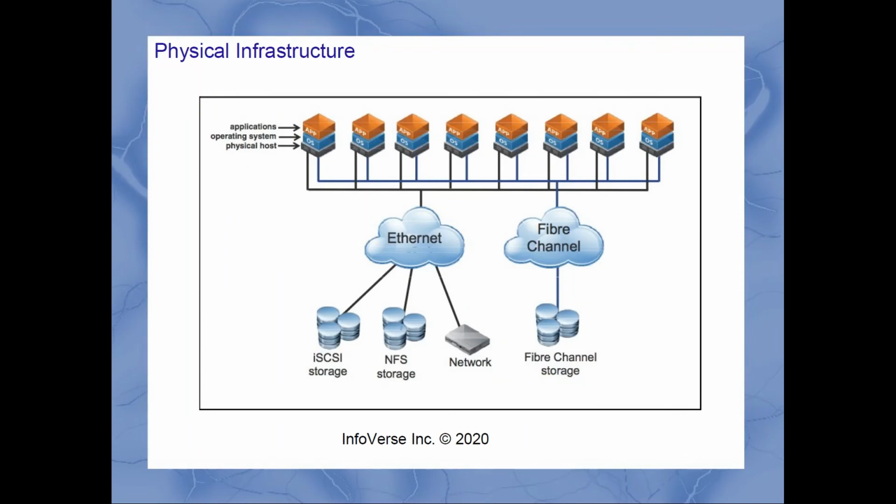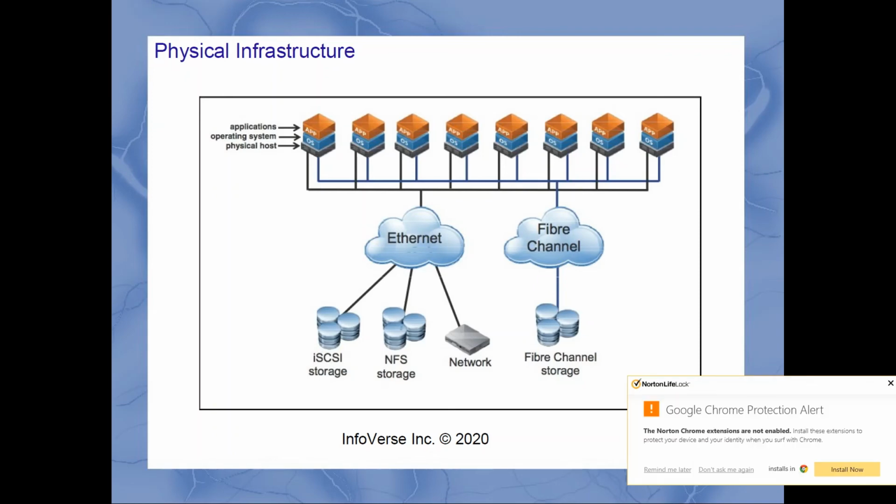When we look at a typical physical infrastructure, we have these physical boxes, and they're connected to storage. When they connect via Ethernet, the network attached storage, you can have access to iSCSI or NFS or network attached storage, and you can also have a dedicated storage via fiber channel. The physical infrastructure is, as we know, we have a physical host, we have a single operating system, and we may be running one application or multiple applications.